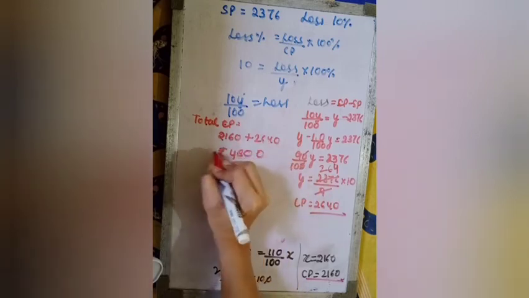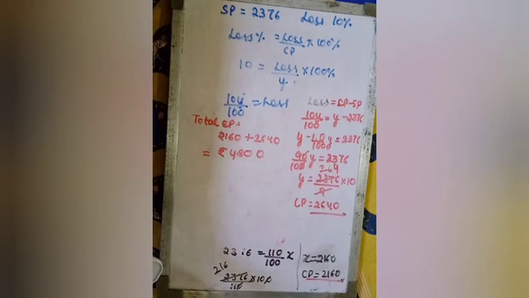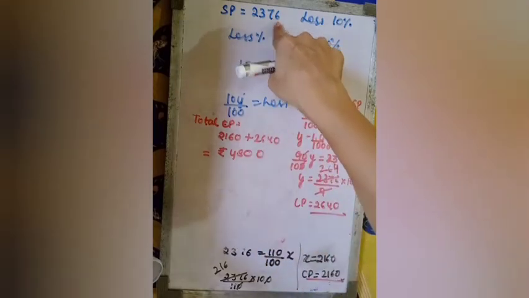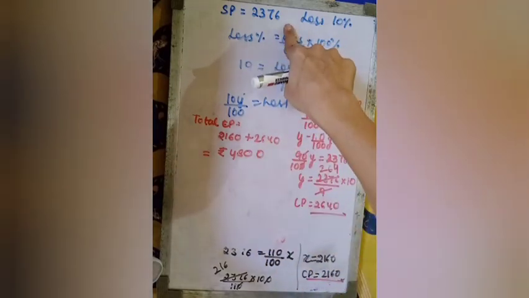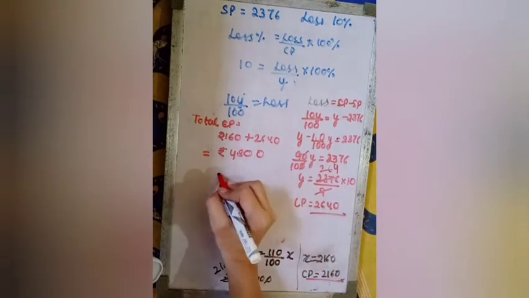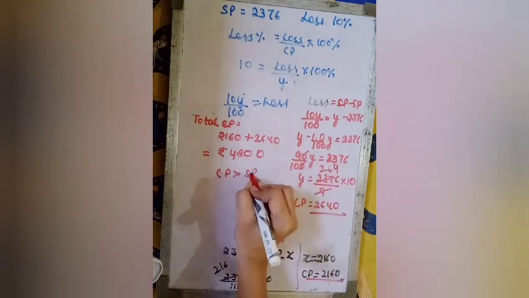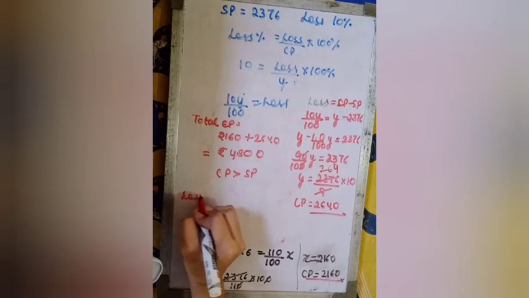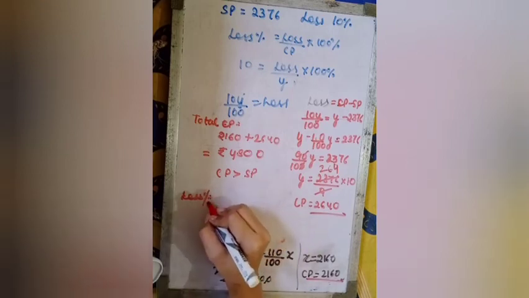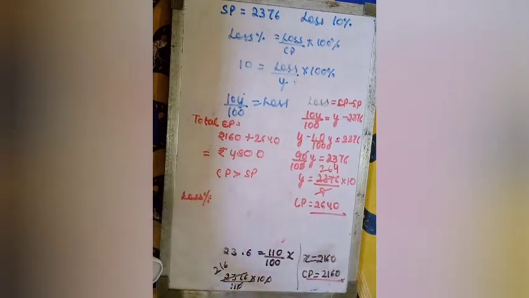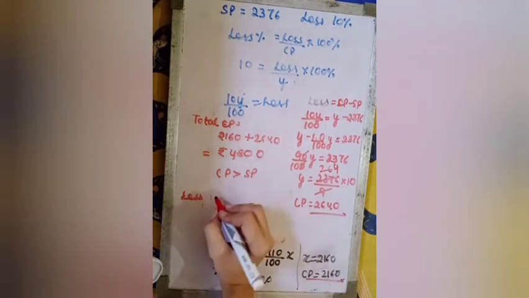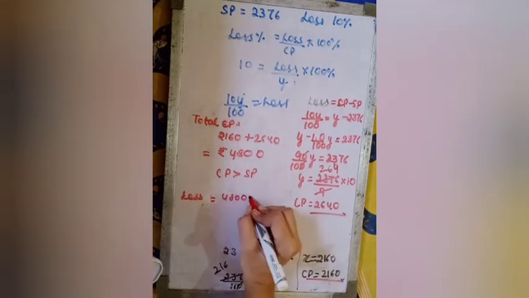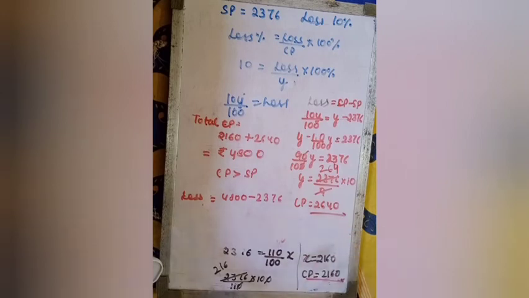It is 4800. So now CP is this and SP is this. Which is greater? CP is greater than SP. This is the case of loss. So how do we find the loss percent? First we find the loss. How much is the loss? 4800 minus 2376.